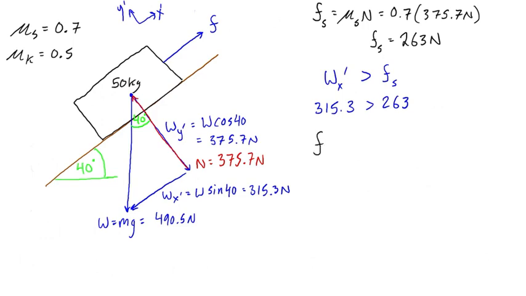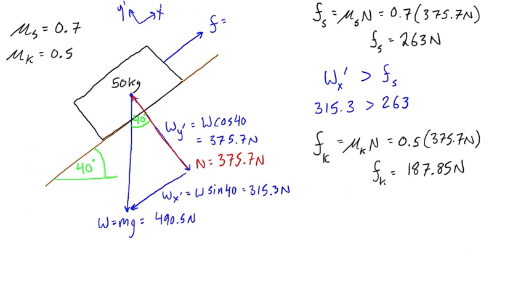So let's put the subscript k here for Fk, kinetic friction. This is going to be equal to mu k N, which is equal to 0.5 times the normal force, which was 375.7 newtons. So the actual friction, the kinetic friction Fk, is going to be equal to 187.85 newtons.